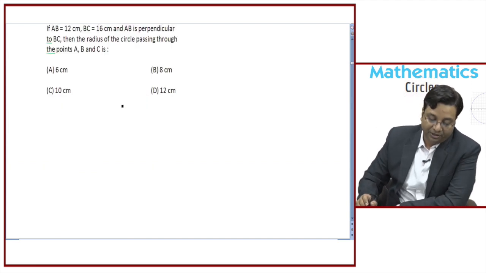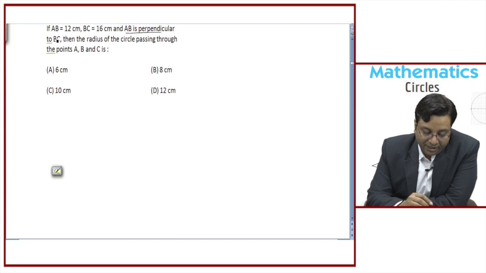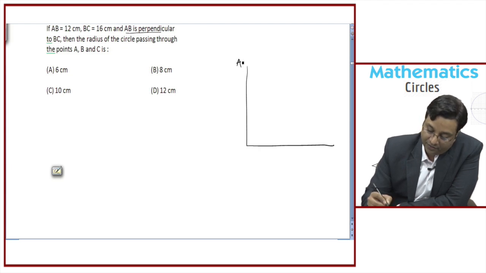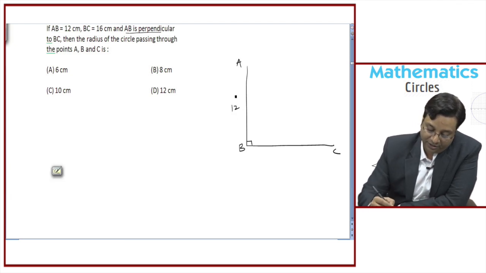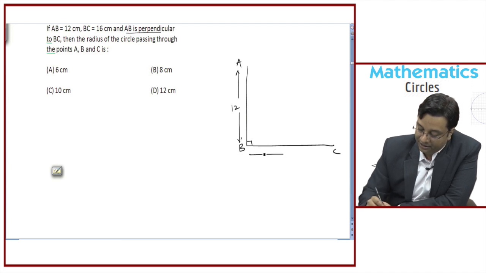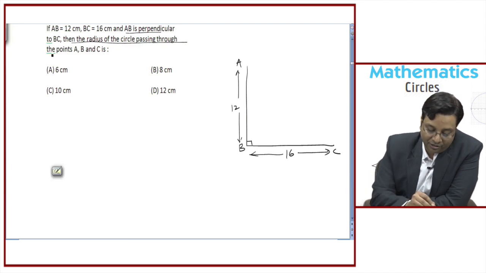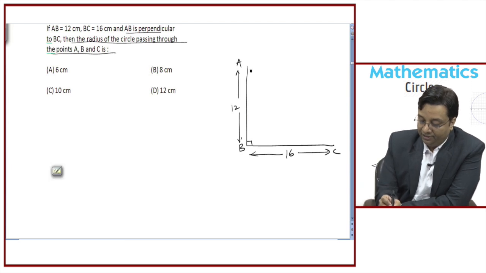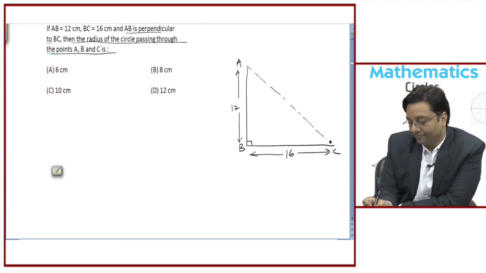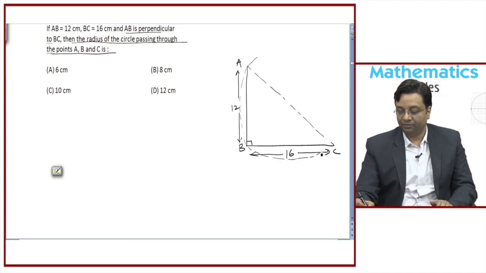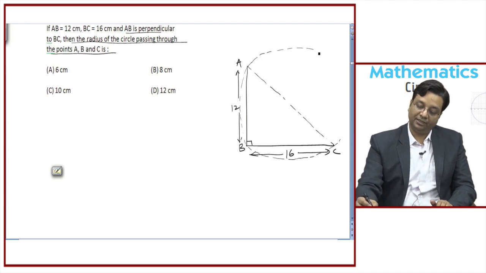If AB is equal to 12 centimeter, BC is 16, and AB is perpendicular to BC. So this is the situation. We have got two lines, AB and BC. These are mutually perpendicular. AB is given as 12 centimeter and BC is given as 16 centimeter. Then the radius of the circle passing through the points A, B and C. See, if I join A and C, and if a circle passes through these 3 points A, B and C, we need to find the radius of this circle.